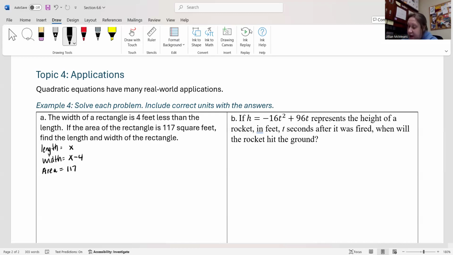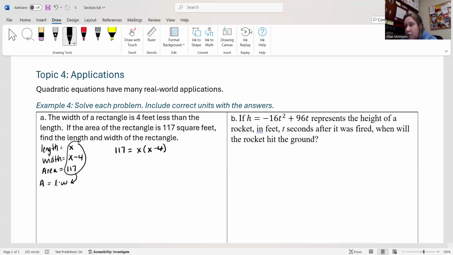Now we're dealing with a rectangle. And aside from the area being 117, you also need to remember the formula for the area. The area of a rectangle is length times width. So I want to take these values right here and plug them into this formula. So 117 equals the length, which is X, times the width, which is X minus 4.